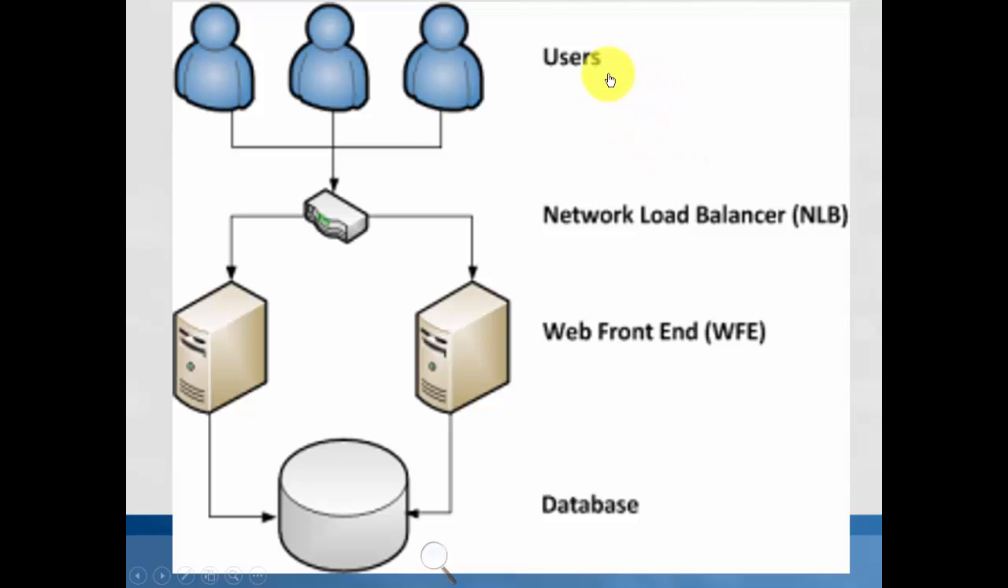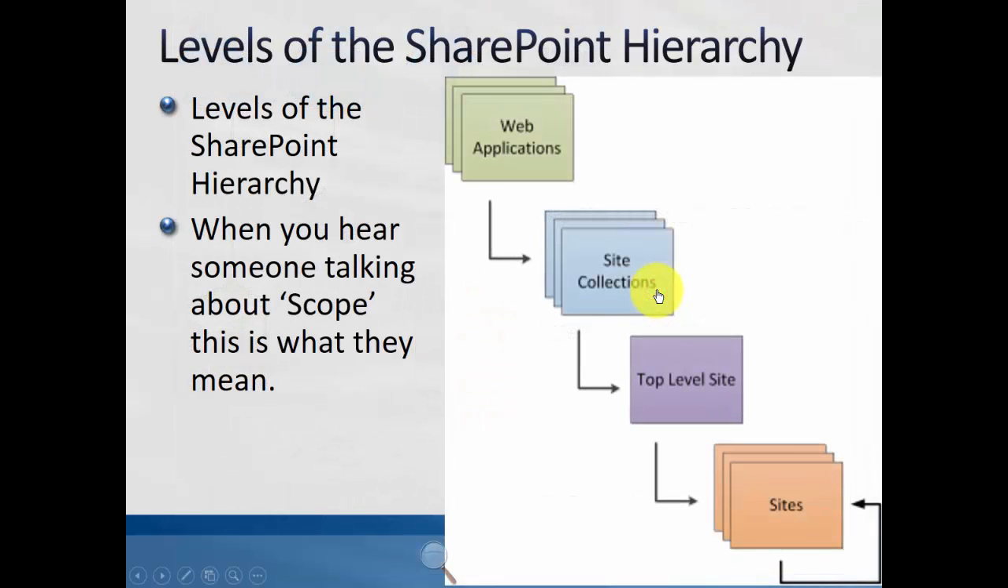That's how it looks. Users, NLB (network load balancer), web front end, and database. That's how the users collaborate, or how users' data is actually going through the servers to the database, and then when they want to retrieve anything, that's how they retrieve. But still, it's just design. This is the main thing that we're going to be working on.